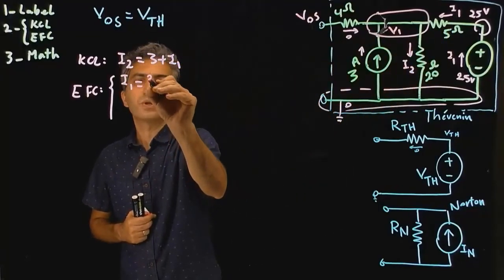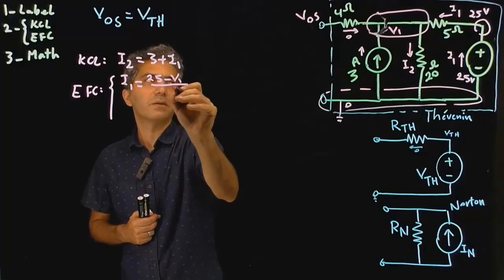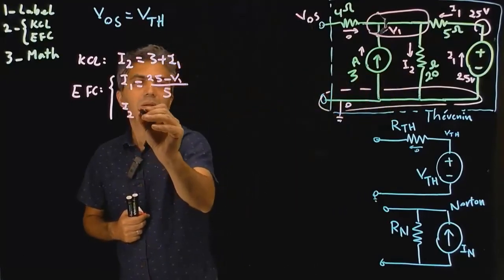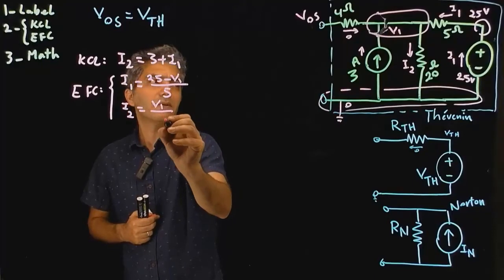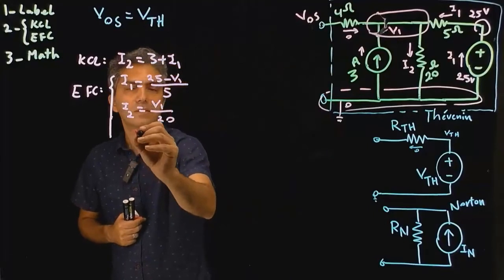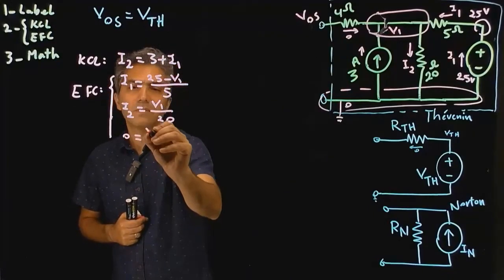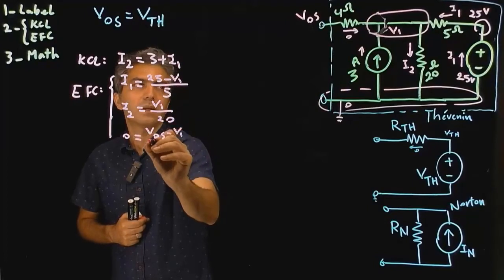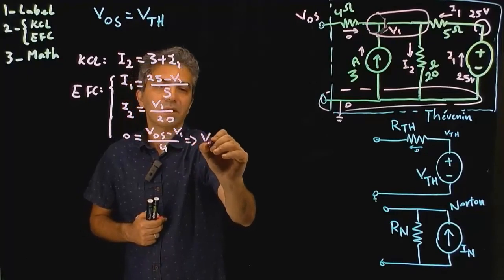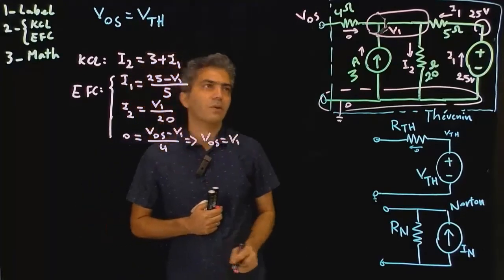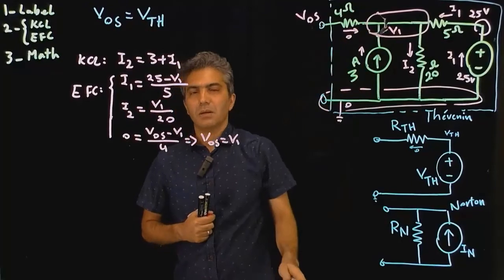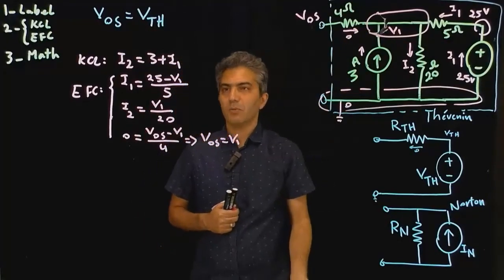I1 is equal to (25 minus V1) divided by 5. I2, the equation for this component, is (V1 minus 0) divided by 20. And the equation for that component is easy: 0 is equal to (V open circuit minus V1) divided by 4, which immediately gives me the result that V open circuit is actually equal to V1. Whenever there is no current passing through a resistor, the voltages across the resistor are the same. Just a simple result of Ohm's law.